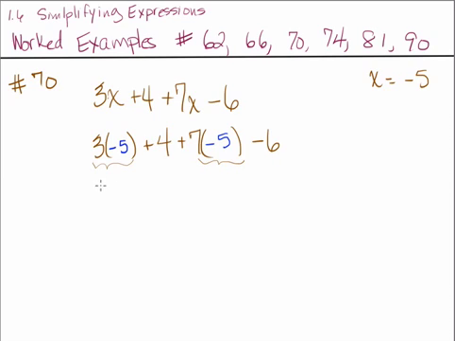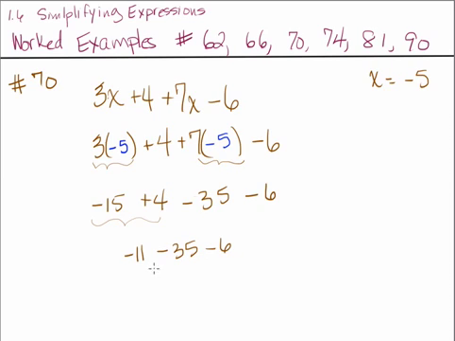So making sure I do the multiplication first, I get negative 15 plus 4 minus 35 minus 6. Then doing addition and subtraction from left to right, I get negative 15 plus 4, which is negative 11, minus 35 minus 6. Negative 11 minus 35 is negative 46. And negative 46 minus 6 is negative 52. This is my answer for this problem.